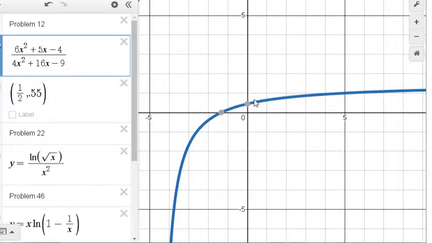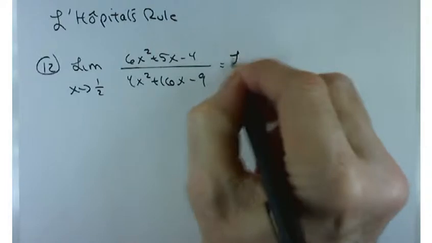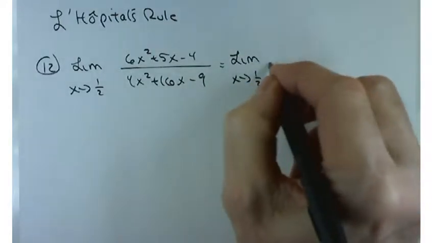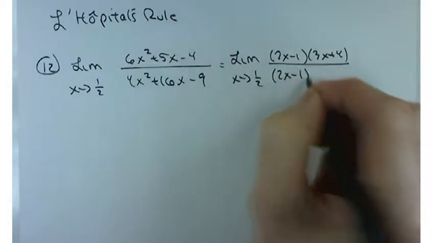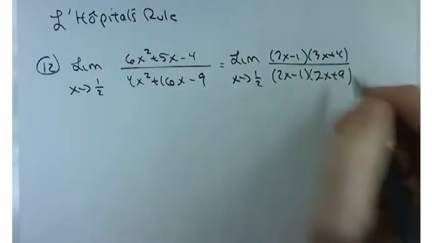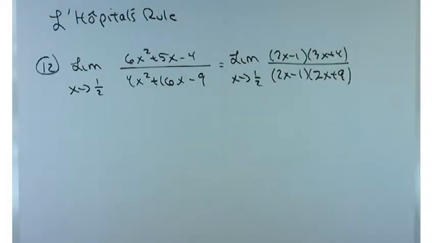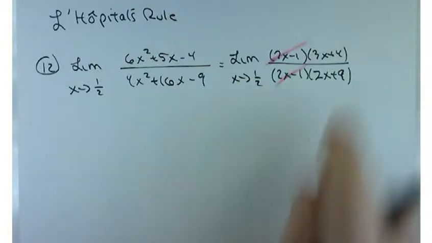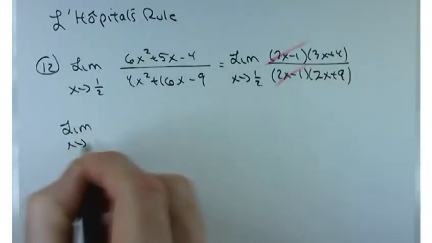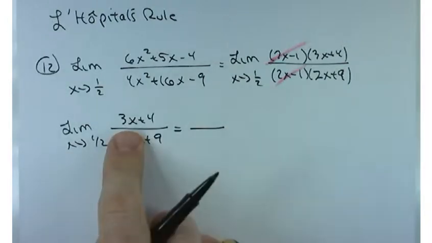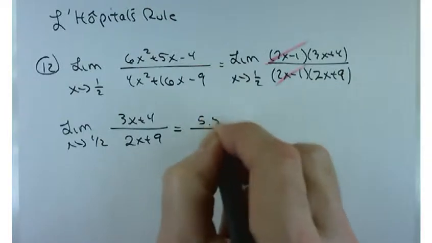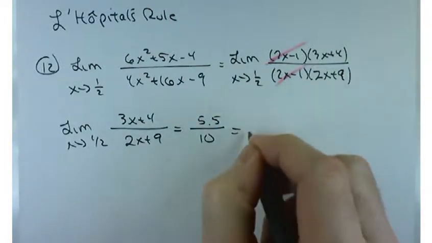But let's see it a different way. You can do it with a graphing calculator numerically, but let's do it kind of old school for the moment. What if I factored this, and did the limit as x approaches 1/2? That's going to factor as (2x − 1)(3x + 4) over (2x − 1)(2x + 9). As long as you're staying away from x equal 1/2, we can cancel these and just look at the limit as x approaches 1/2 of (3x + 4) over (2x + 9). So 1.5 plus 4 is 5.5, over 10, or basically 0.55.